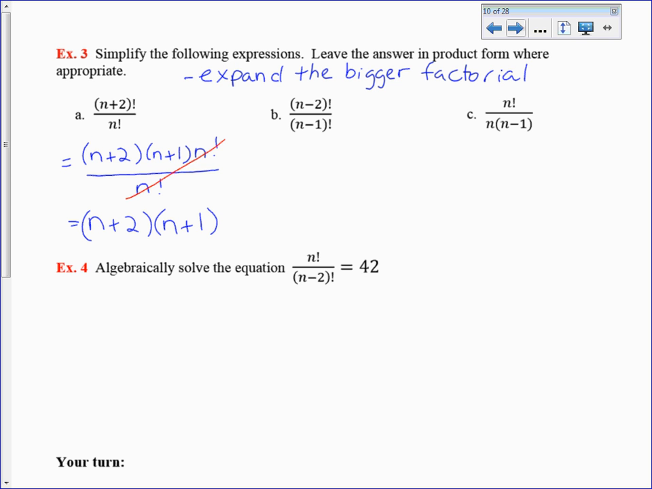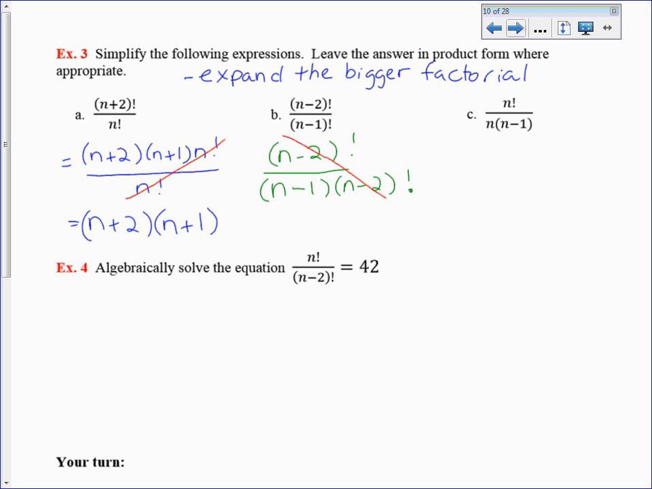With b, which is n minus 2 factorial over n minus 1 factorial, which one of those expressions is bigger? Bottom one? Okay, good. So I'm going to leave the top as n minus 2 factorial. Then on the bottom, n minus 1 times n minus 2 factorial. Okay, and then I can cancel my n minus 2 factorials.